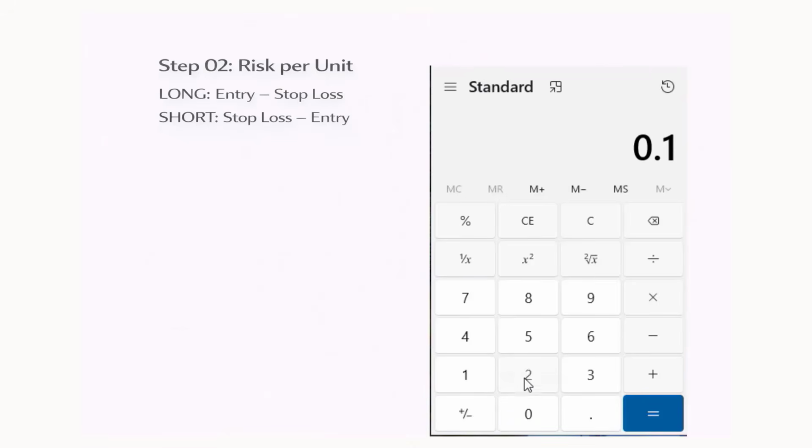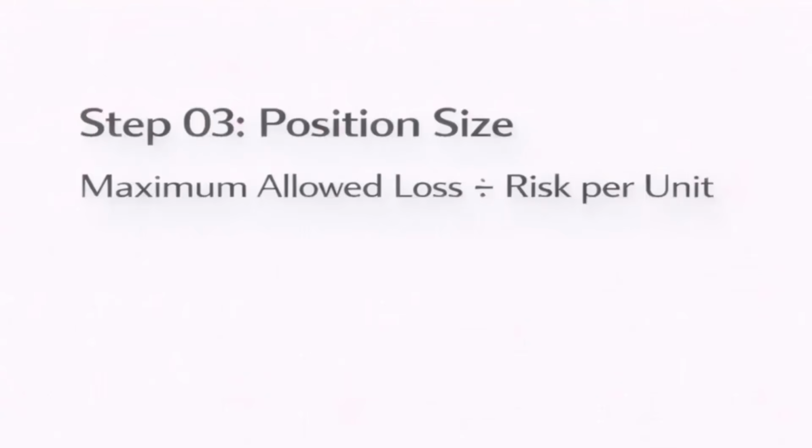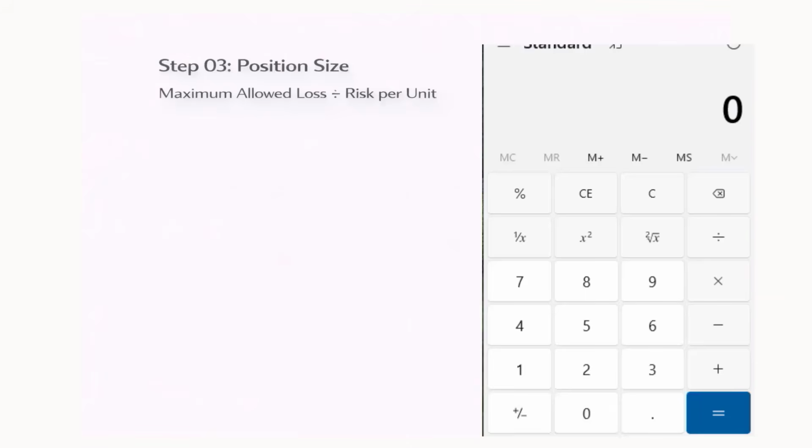So 0.1234 minus 0.1229 equals 0.0005. Now we calculate the position size. We divide the maximum allowed loss, which is $20, by the risk per unit, which is 0.0005. That gives us 40,000. This means in order to maintain a $20 risk, we can buy up to 40,000 Dogecoins.